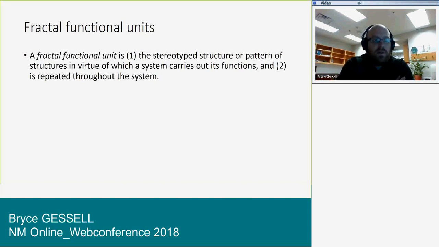Along with a functionally fractal system, I think we can define a notion of a fractal functional unit. So I define a fractal functional unit as, one, a stereotyped structure or pattern of structures, in virtue of which a system carries out its functions. And two, this structure or pattern of structures is repeated regularly throughout the whole system. Now, we specifically care about condition number 2 here.